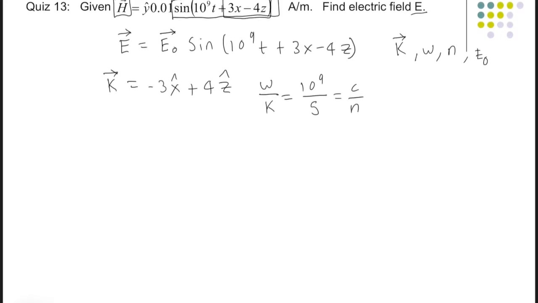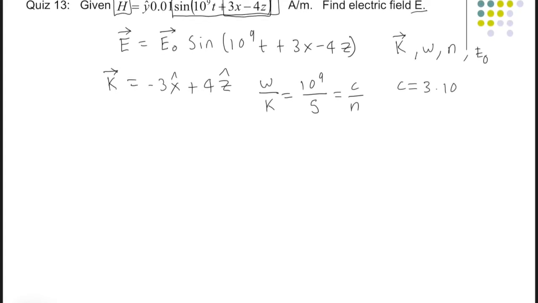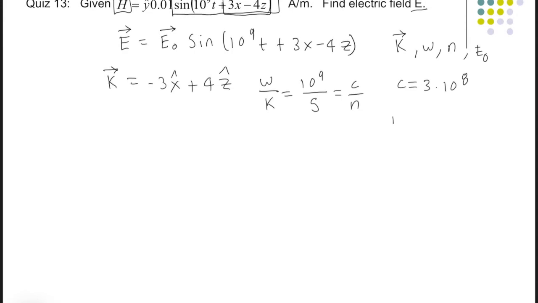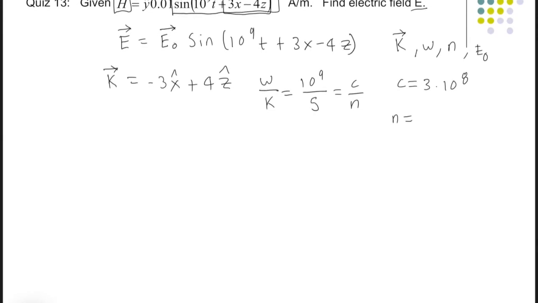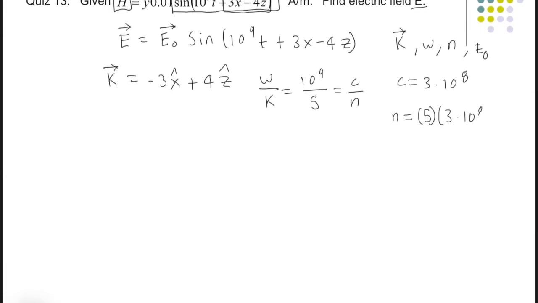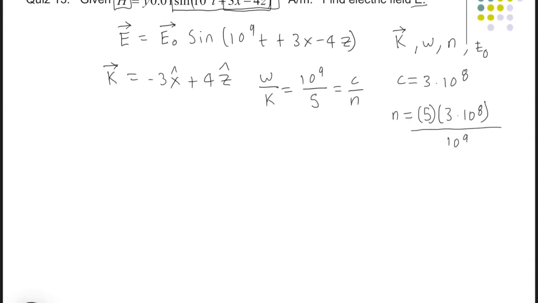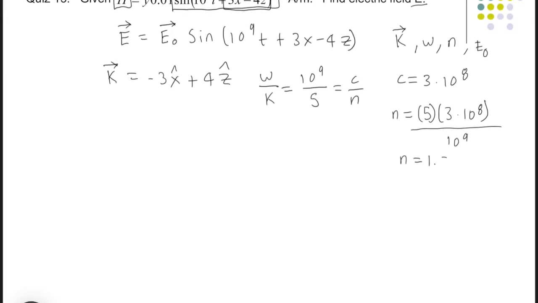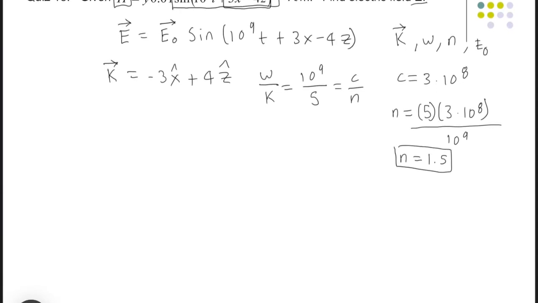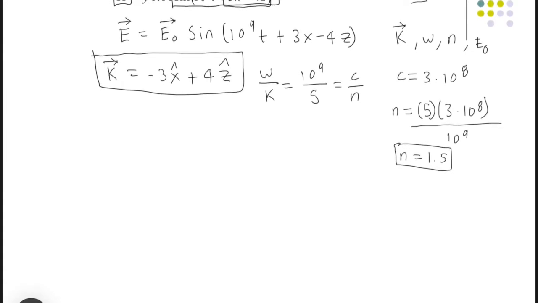We know what c is. The c constant is equal to 3 times 10 to the 8. So now we just solve for n. So now we get n is equal to 5 times 3 times 10 to the 8 all over 10 to the 9. And that gives us an n value of 1.5. All right. So now that we've found our n, and we've found our k vector, we can start solving this problem to find the E field.